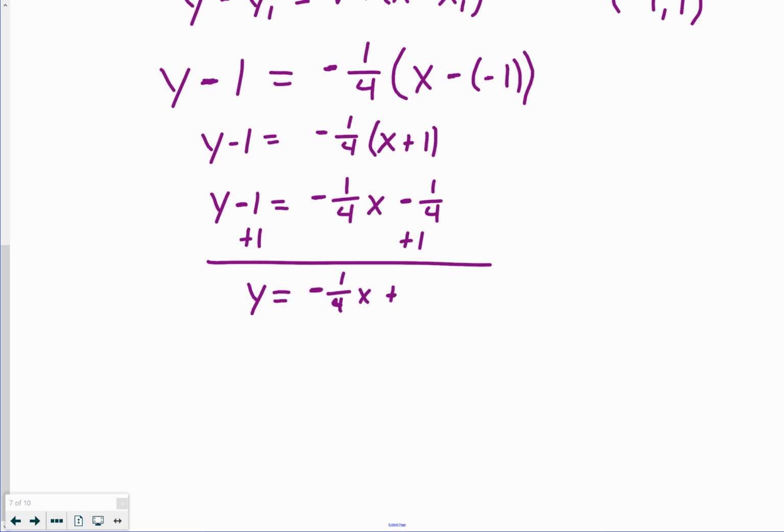0.75. I'm going to keep it with fractions, but I would accept 0.75. And you'll see that this is in slope-intercept form. Now, a lot of my students see me do that and they're like, oh, I don't want to do that. Okay? That's fine. I'm going to show you another way that you can choose if you don't want to do this way. Okay?